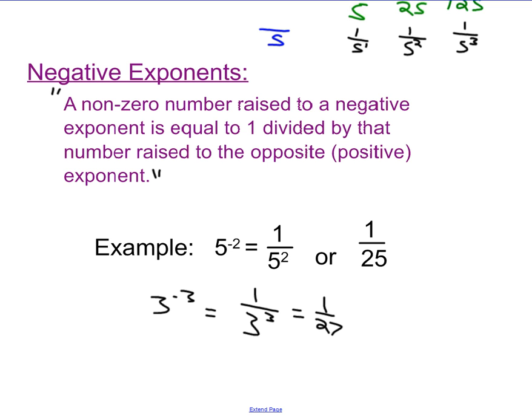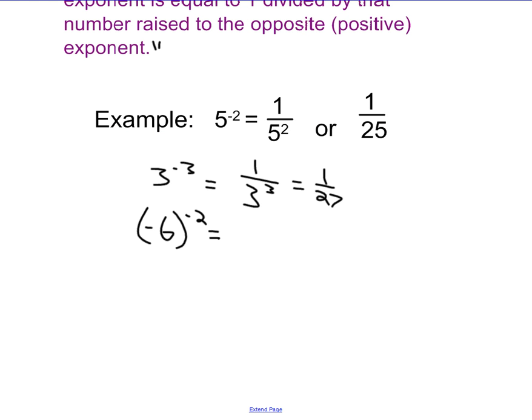Let's say we have negative 6, how about, raised to the negative second power again. So, to keep with the pattern, we're going to do 1 divided by negative 6 raised to the positive second power. So we still have 1 on top. Negative 6 raised to the positive second power would be 36, because negative 6 times negative 6 is 36. All right, we can go on and on.